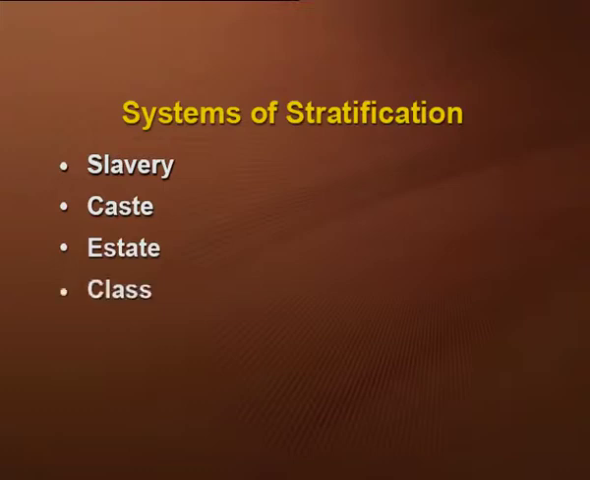Now, let's talk about the systems of stratification in the world, and there are 4 basic systems of stratification: slavery, caste, estate and class. If we talk about slavery, it is almost eradicated, but we still talk about it because there are certain discriminations which are still there, and in one way or the other it still exists in some of the societies.